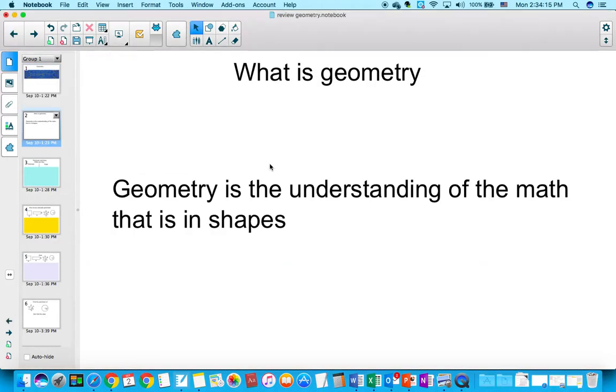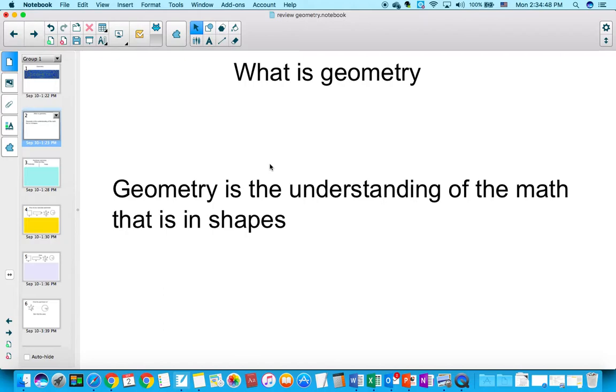So, what is geometry? Geometry is the understanding of the math that is in shapes. So, shapes are defined by certain things, right? What defines a square? A square is a shape where all sides are equal and has four corners. A rectangle has two equal sides and another two sets of equal sides with four corners. And triangles have three corners.